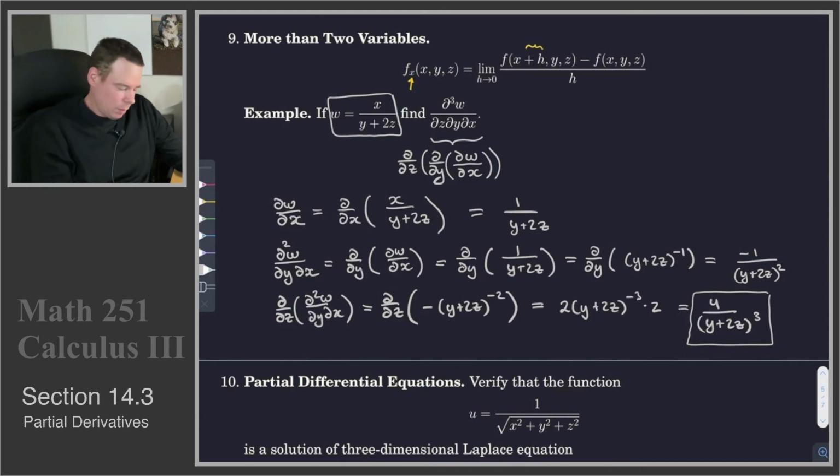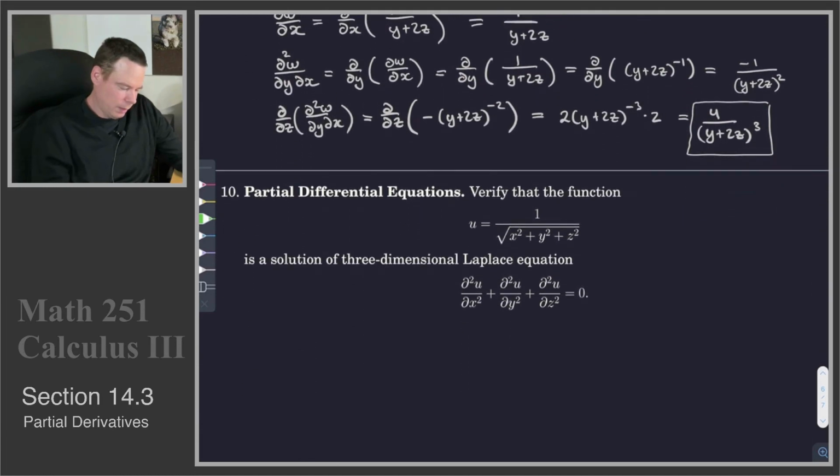Now lastly, maybe it's worth pointing out that if we wanted to use subscript notation instead of the d notation, as subscripts, we would write this derivative as first differentiate with respect to x, and then with respect to y, and then with respect to z. So that's how we would write this using subscript notation, and the order would be read left to right in this case.